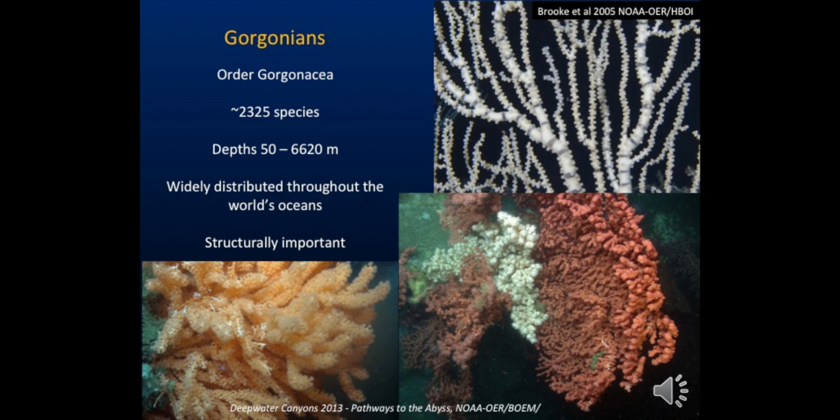The Gorgonians are the largest group of deep-water corals, containing approximately 2,325 species that are globally distributed to depths over 6,000 meters. It's difficult to make generalizations regarding such a large complex taxa. However, there are several families that contain significant habitat-forming species.